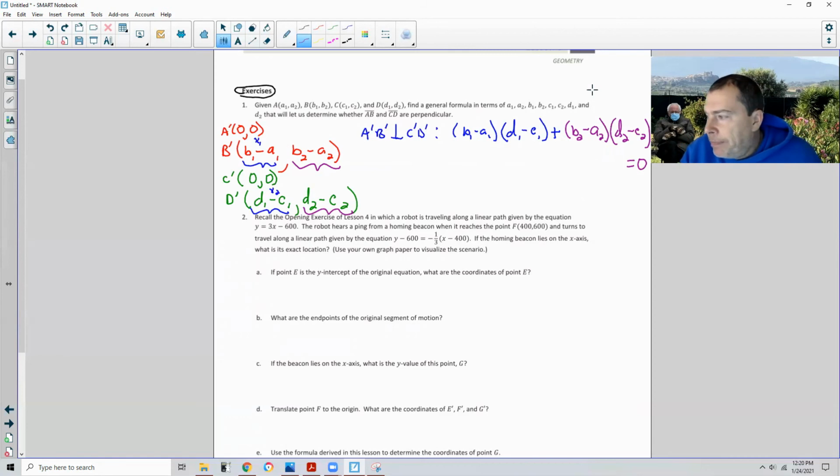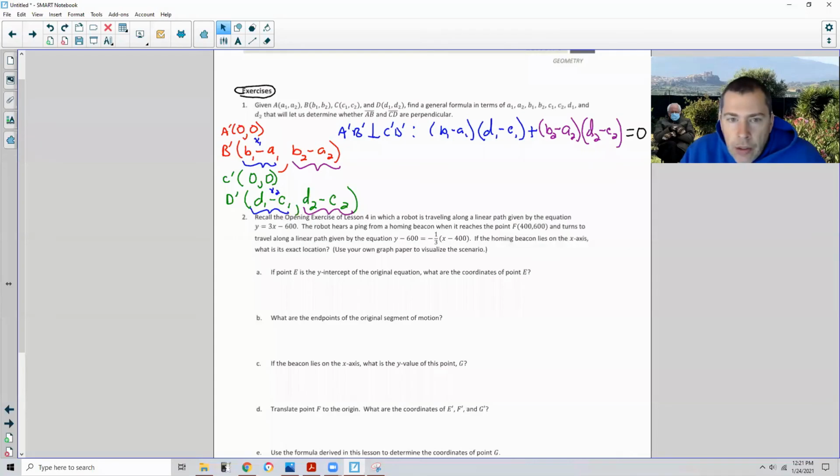So let me fix that. Okay, so that's a little bit better. I lined it up here. So if A prime B prime is perpendicular to C prime D prime, then B sub 1 minus A sub 1 times D sub 1 minus C sub 1 plus B sub 2 minus A sub 2 times D sub 2 minus C sub 2 equals 0. So there it is in terms of A's and B's and C's and D's subs.